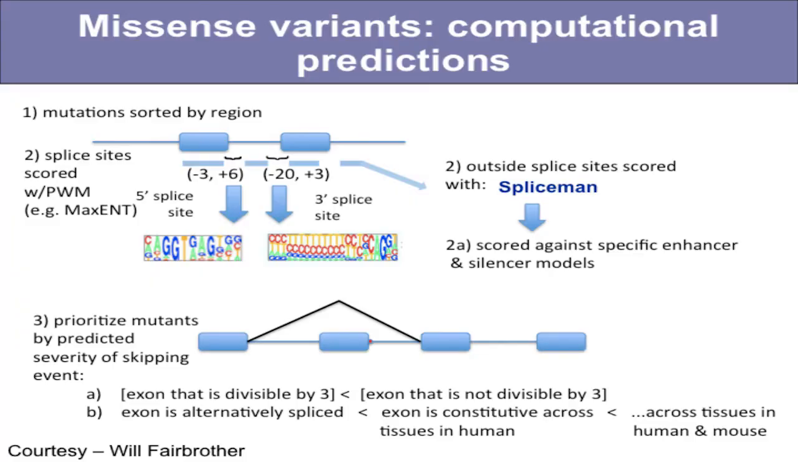Splice mutations, there are mini-gene assays where you don't need patient material. You can perform them in the lab and experimentally test the effect on splicing.